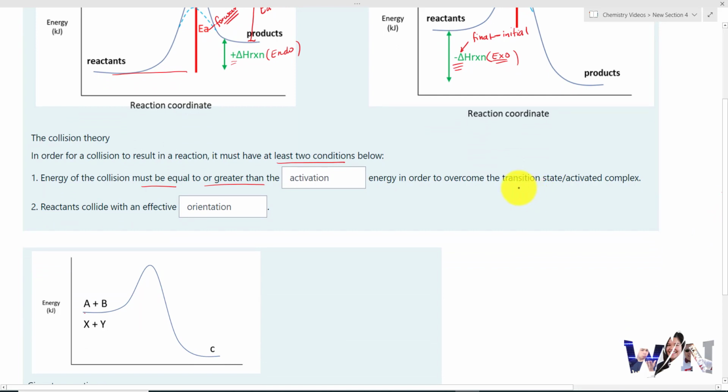In order to overcome that transition state or activated complex that we mentioned above, the next condition is that the reactants must collide in an effective orientation, because the molecules or the atoms need to realign themselves to make that chemical bond. If it's not in an effective orientation, you would not have a chemical reaction.